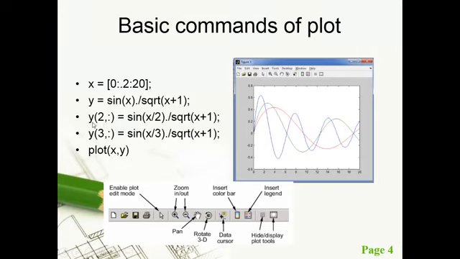Then y2 comma colon indicates the second row of y values, and this is the third row of y values. Then use the command plot x comma y. It will plot x axis versus y axis. These are some toolbars used for modification of the graph. This is the edit mode, this is zoom in, zoom out, pan and rotate. So first we will see the example of basic commands in MATLAB.